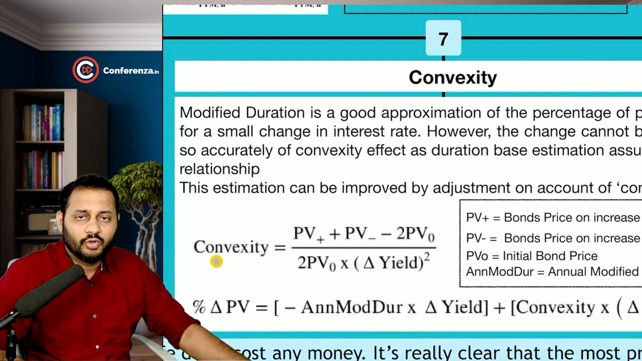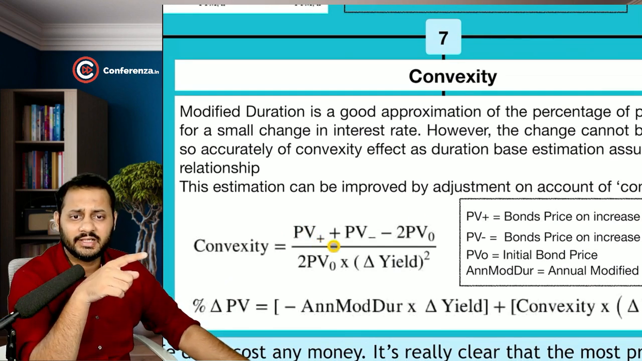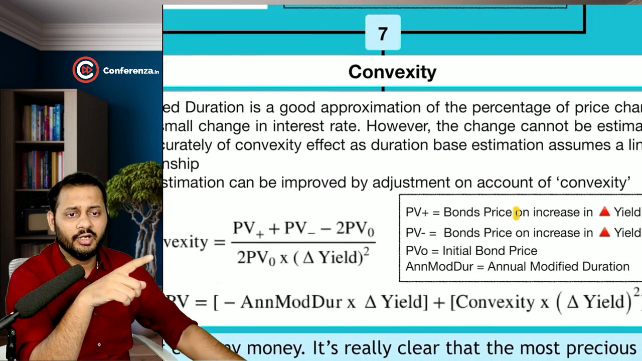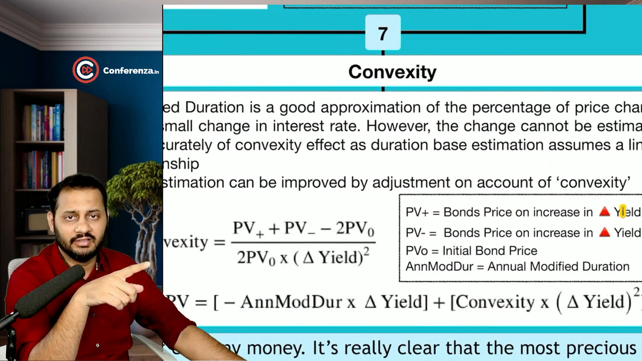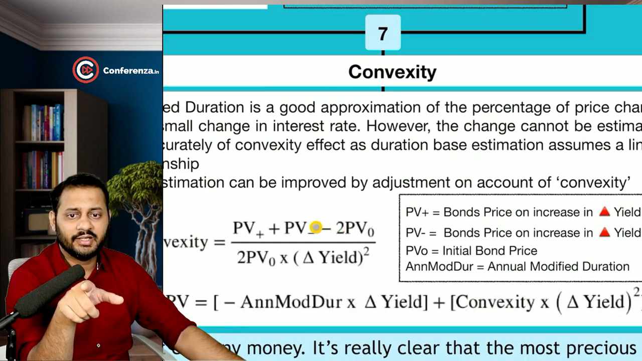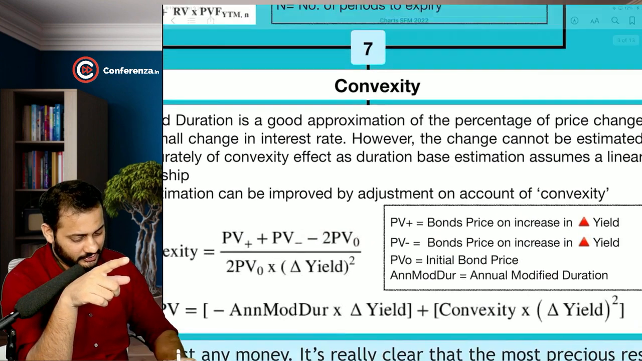Now the convexity in the bracket, this point has to be calculated first, and this will be calculated using this method. Convexity is equal to, I will just show you how we arrived at this formula. Present value when the YTM is increasing. What do you mean by plus sign? See, read it here. Bond price on increase in yield.